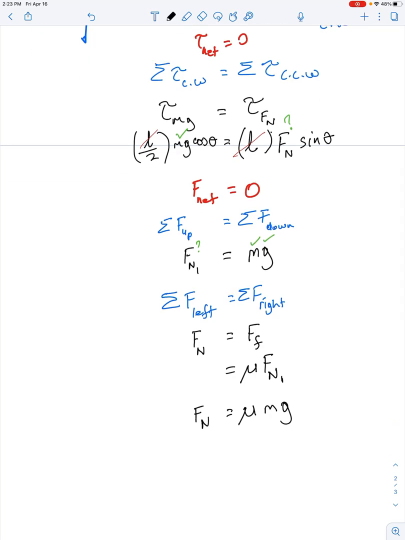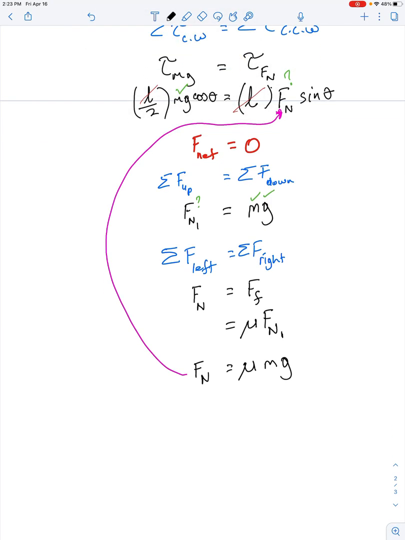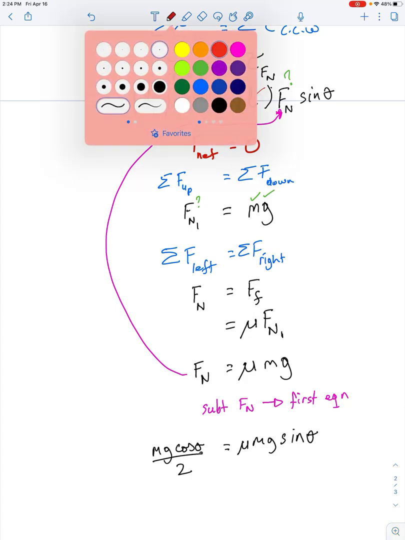Now, because you know this, you could take this and substitute it back all the way up here. When you substitute that back up there, let's see what we have. Substitute Fn into the first equation. Then we could see that this would give me Mg cosine theta over 2 is equal to mu Mg sine theta.